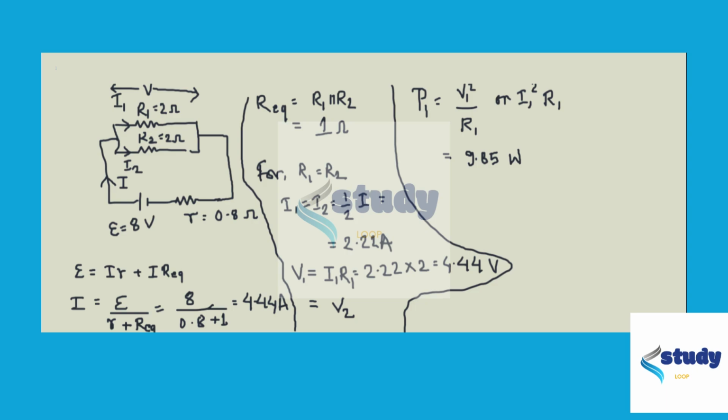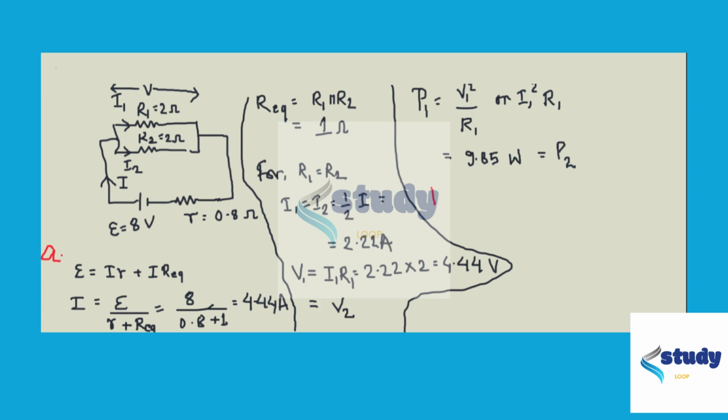This is the same because I1 and V1 are the same as I2 and V2, and R1 and R2 are also the same. So the power delivered to the second bulb is also the same, 9.85 watts. This is all part A of the question.